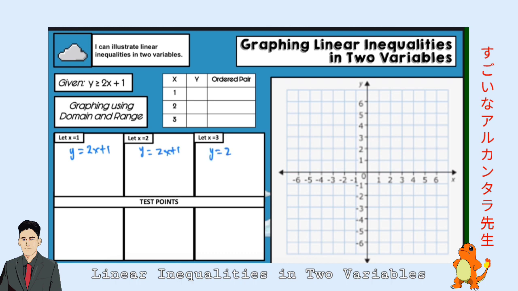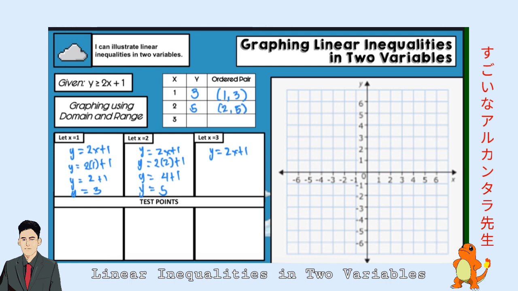So let's do that. Let's have our x being equal to 1. So y is equal to 2 times 1 plus 1. So y is equal to 2 plus 1. Y is equal to 3 when x is equal to 1. So your first ordered pair is (1, 3). To continue, how about if x is equal to 2? 2 times 2 plus 1. Y is equal to 4 plus 1. Y is equal to 5. So y is 5 when x is 2. So you have (2, 5).